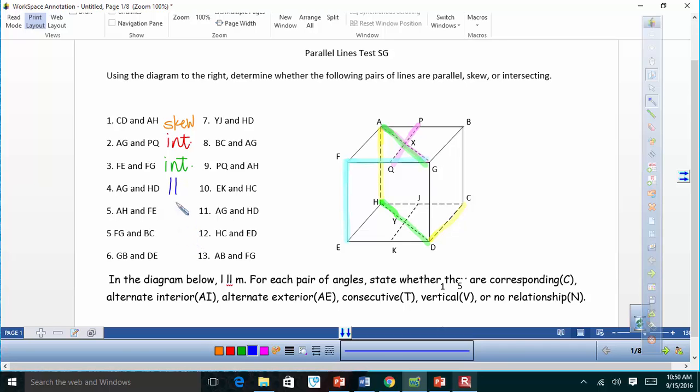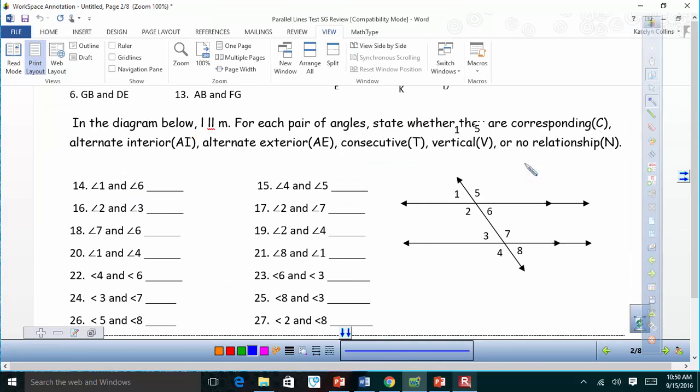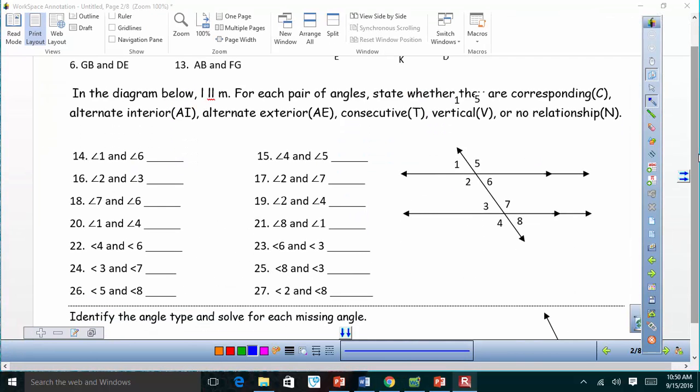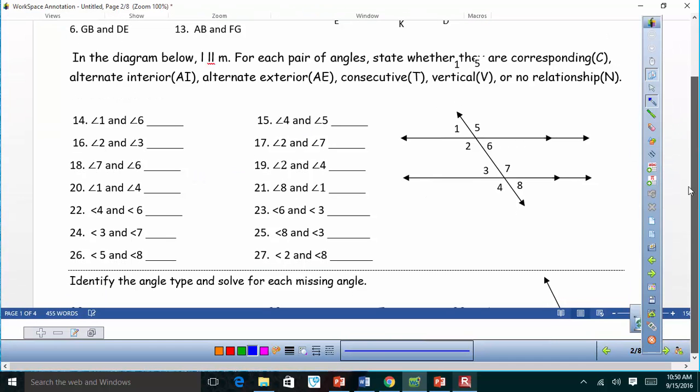Pretty easy. Okay. Let's look at identifying angles. Now, if you struggle with identifying angles, then I suggest when we're done reviewing, you make note cards and use those tonight. Because if you cannot identify angles, this test is going to be extremely hard, because all we do the whole time is look at angle relationships. Okay? So let's look at number 1.